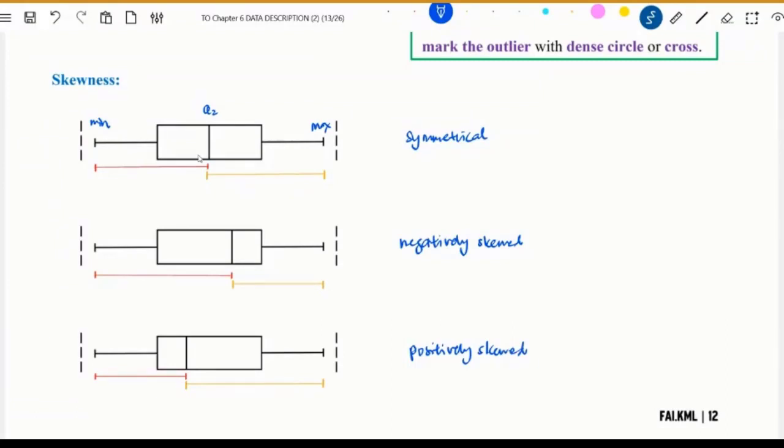Okay, so that's how we determine for the skewness. So make sure kena tahu perbezaan. Okay, so kalau kamu tak boleh nampak daripada box plot, kamu boleh kira daripada Q2 kepada maximum for the right hand side, Q2 to the minimum for the left hand side. Okay, so that one for the skewness and outlier. Now we can proceed with the example 6A.